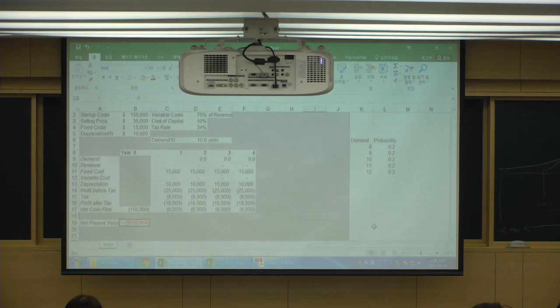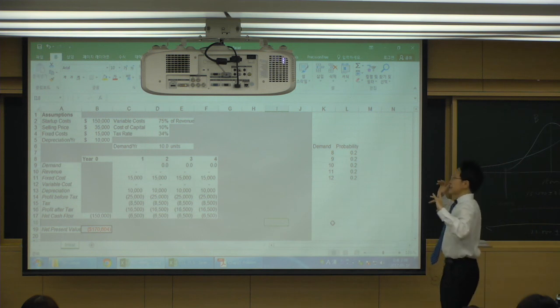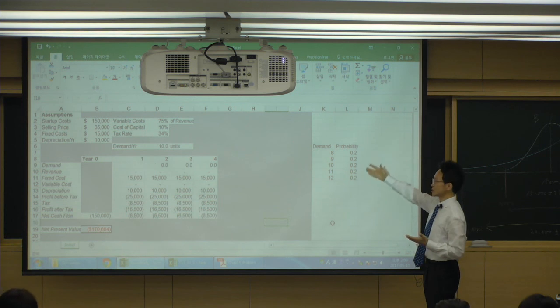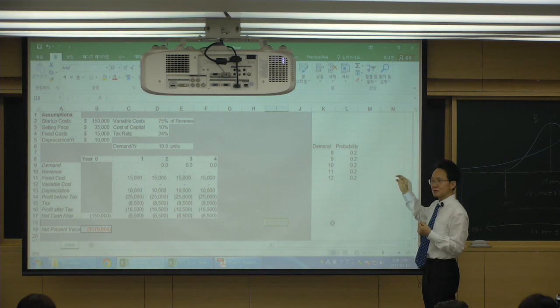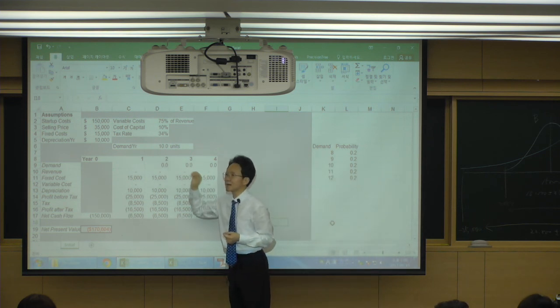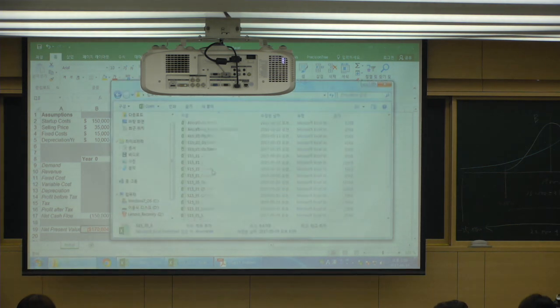So what I want to do is make sure that everybody understands how to do the simulation with this template. That's our goal for this class. Everybody should understand how to define this demand. Okay? So let me go over it one more time.